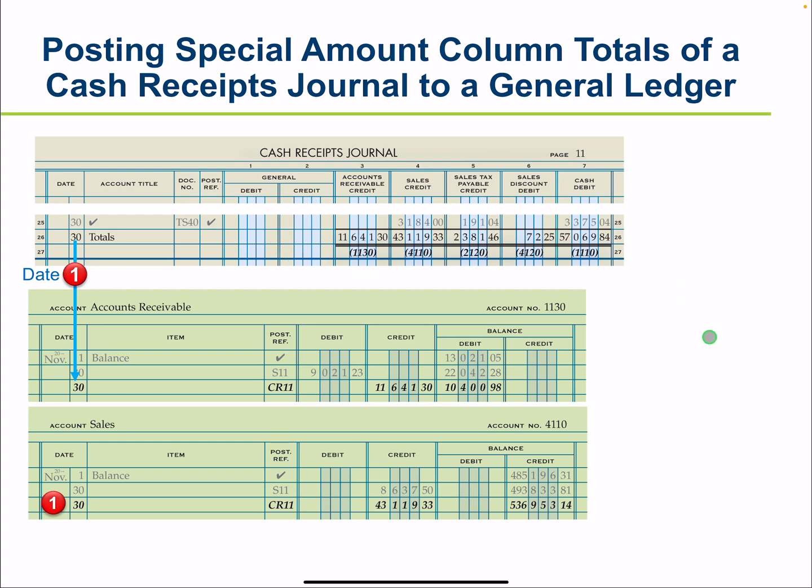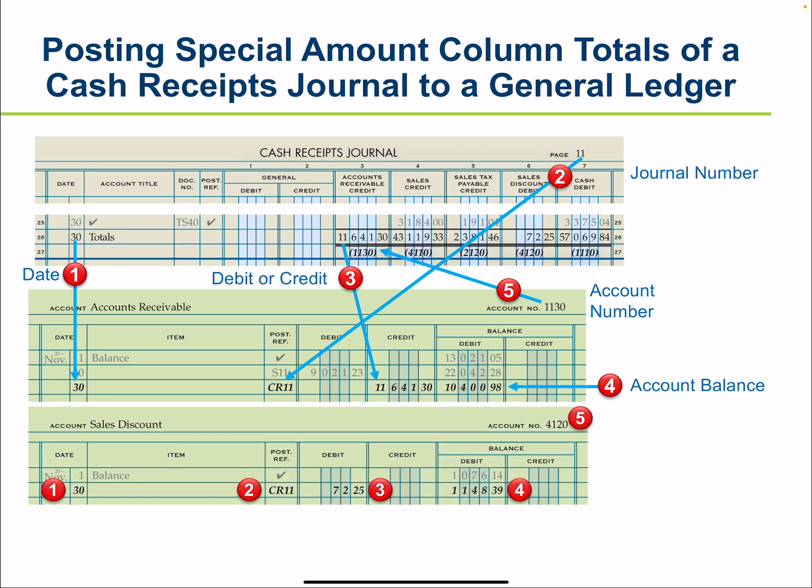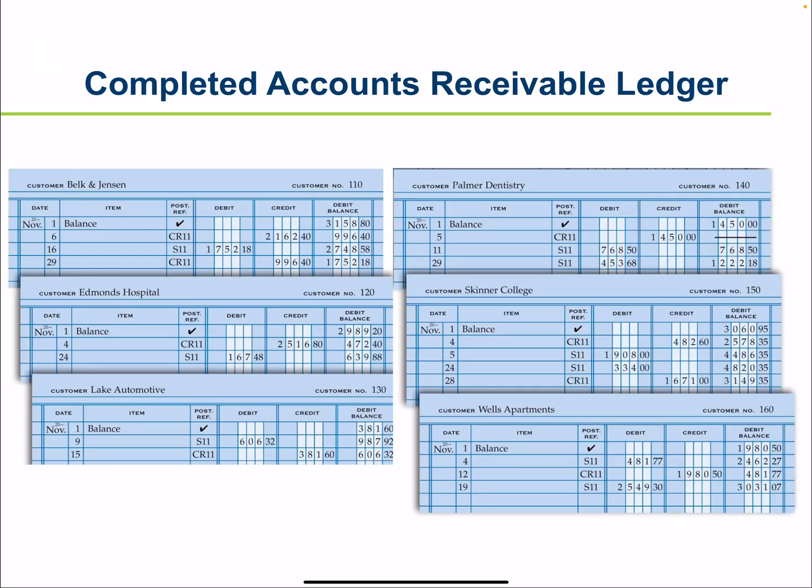Remember, you don't need to do the general. So you'll write the date and your journal page number. You'll transfer the totals and figure out your balances. And then again, remember, your last step is to write your account numbers underneath your totals. Your completed accounts receivable ledger will look like this. You can see all of your customers' accounts will be brought up to date. And you can see right now, all 5 of them owe you money.